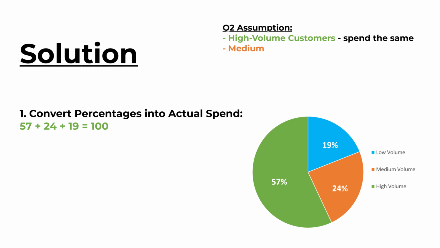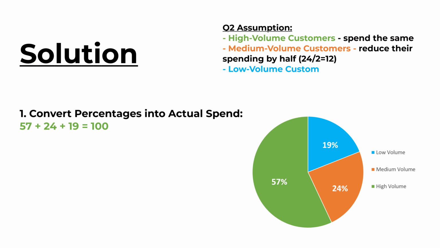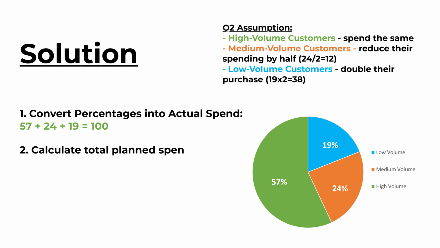57 for high-volume customers will remain the same, but we know that the medium-volume customers will spend half, and half of 24 is 12. And then we know that the low-volume customers are planning to double their spending, which would be 19 multiplied by 2 as 38. So the new equation will be 57 plus 12 plus 38, which would be equal to 107.